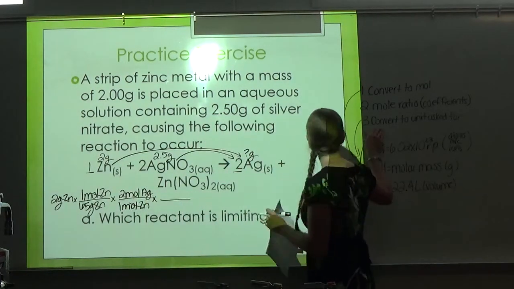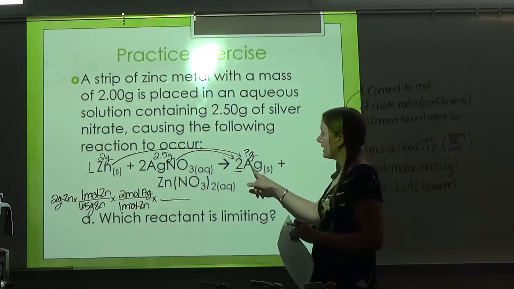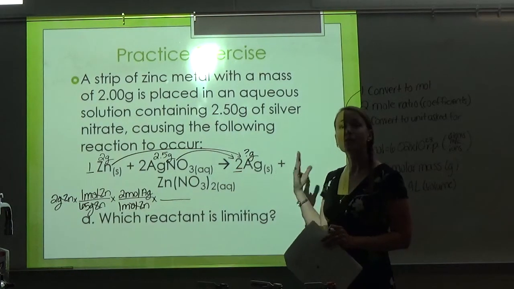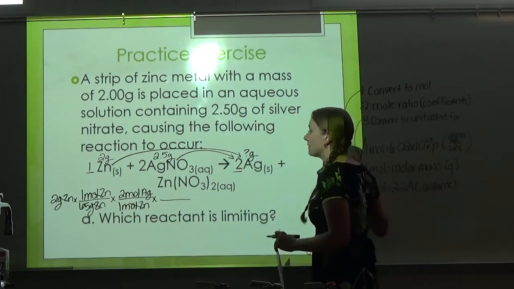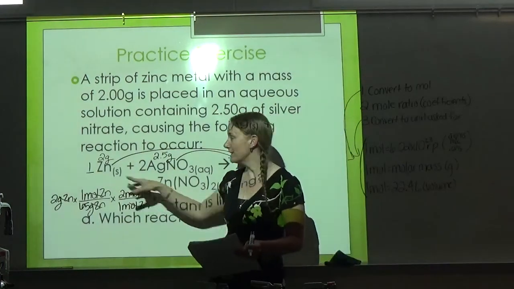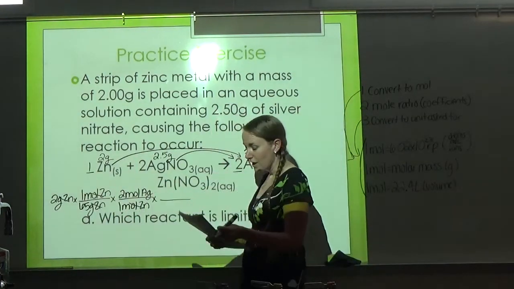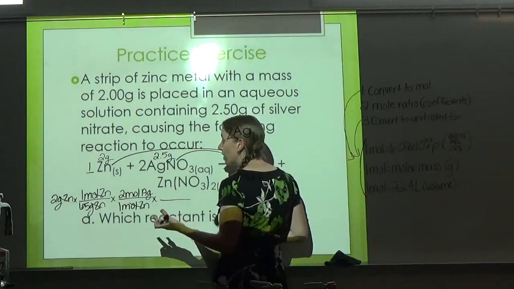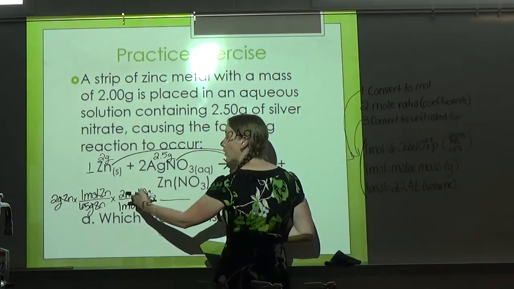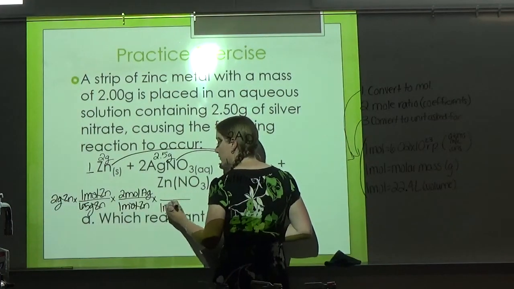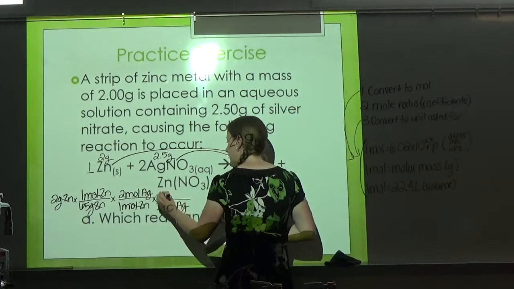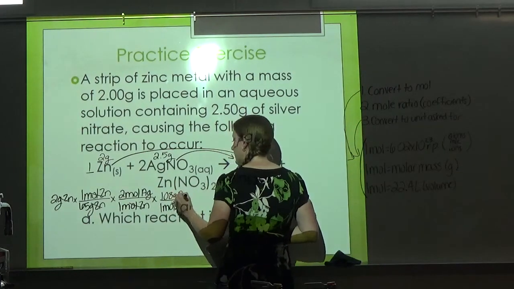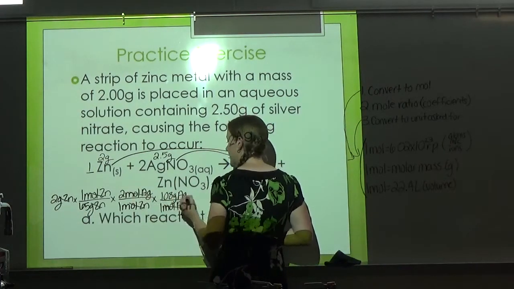Third step is convert to unit asked for. Well, it asked me how many grams of silver, so that means I need to use molar mass. But this time I'm using silver instead of zinc, because zinc's gone. All right, so silver has a mass of about 108 grams per mole. Since moles are on top this time, I'm going to put the 1 mole on bottom, and that equals about 108 grams for silver. So my moles cancel.